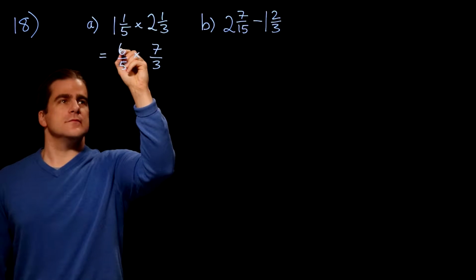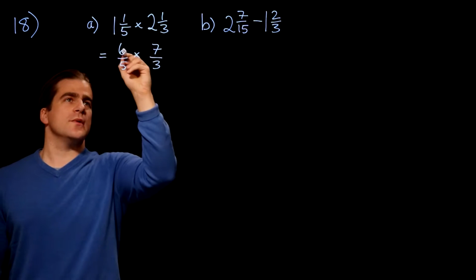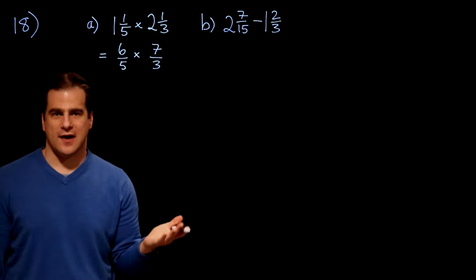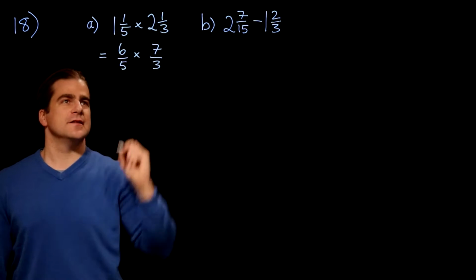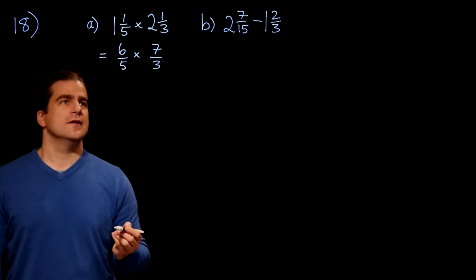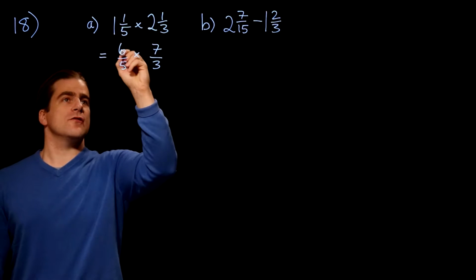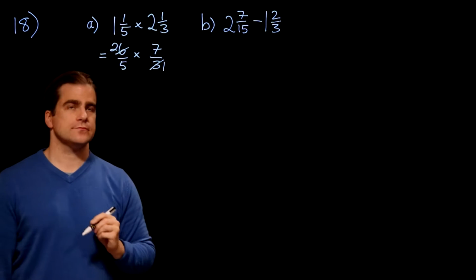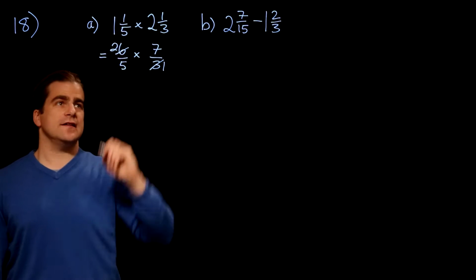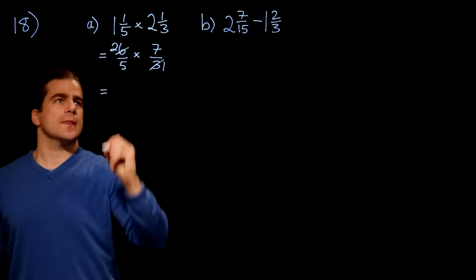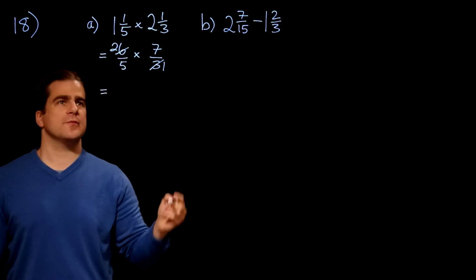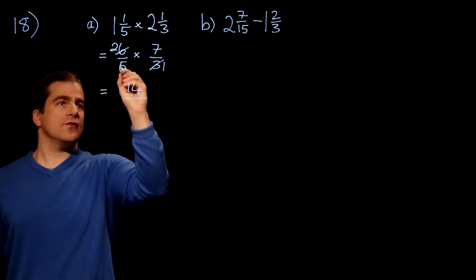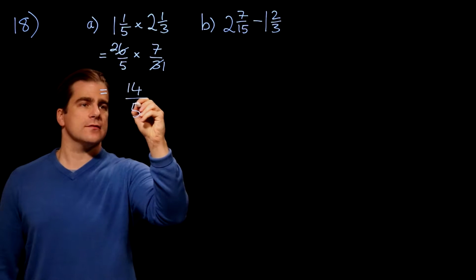Or rather, these two numbers can both be simplified. They have some common factor. And in this case, they do. The common factor is 3. So we can simplify it by cross-cancelling. 3 goes into 6 twice, and 3 goes into 3 once. And that's much easier now, because now we can actually do the multiplication. It's 2 times 7 on the top, which is 14, and it's 5 times 1 on the bottom, which is 5.